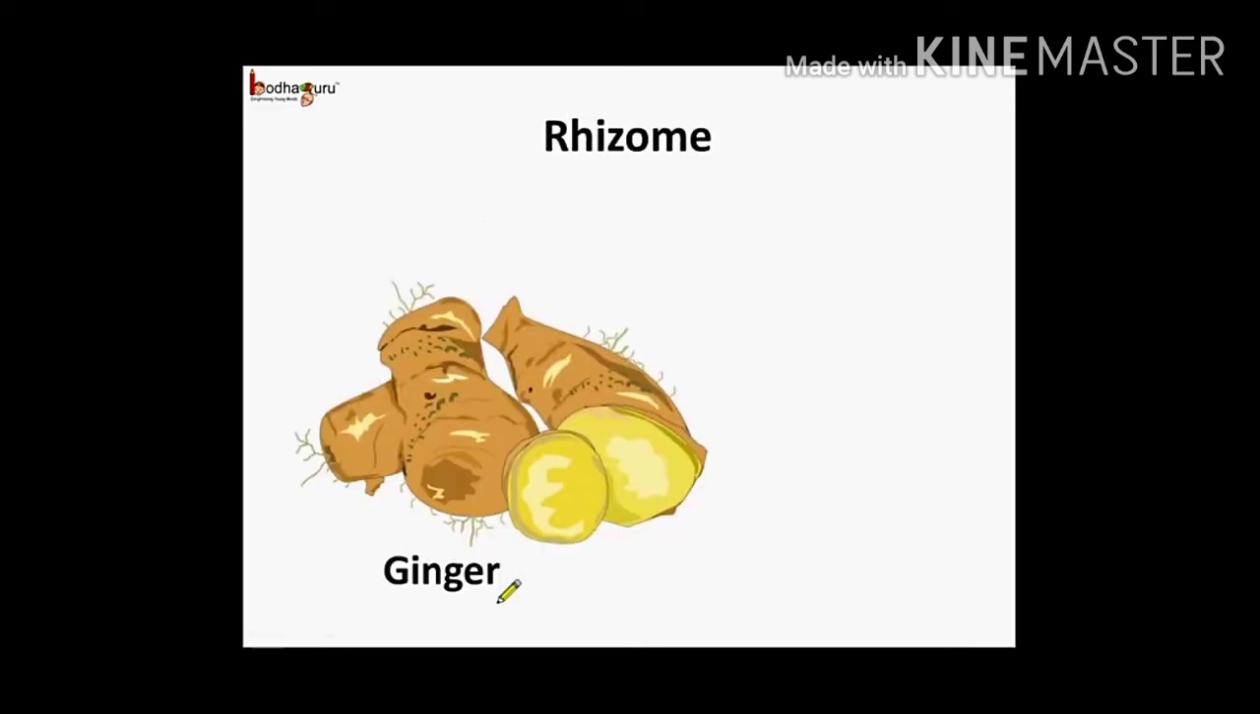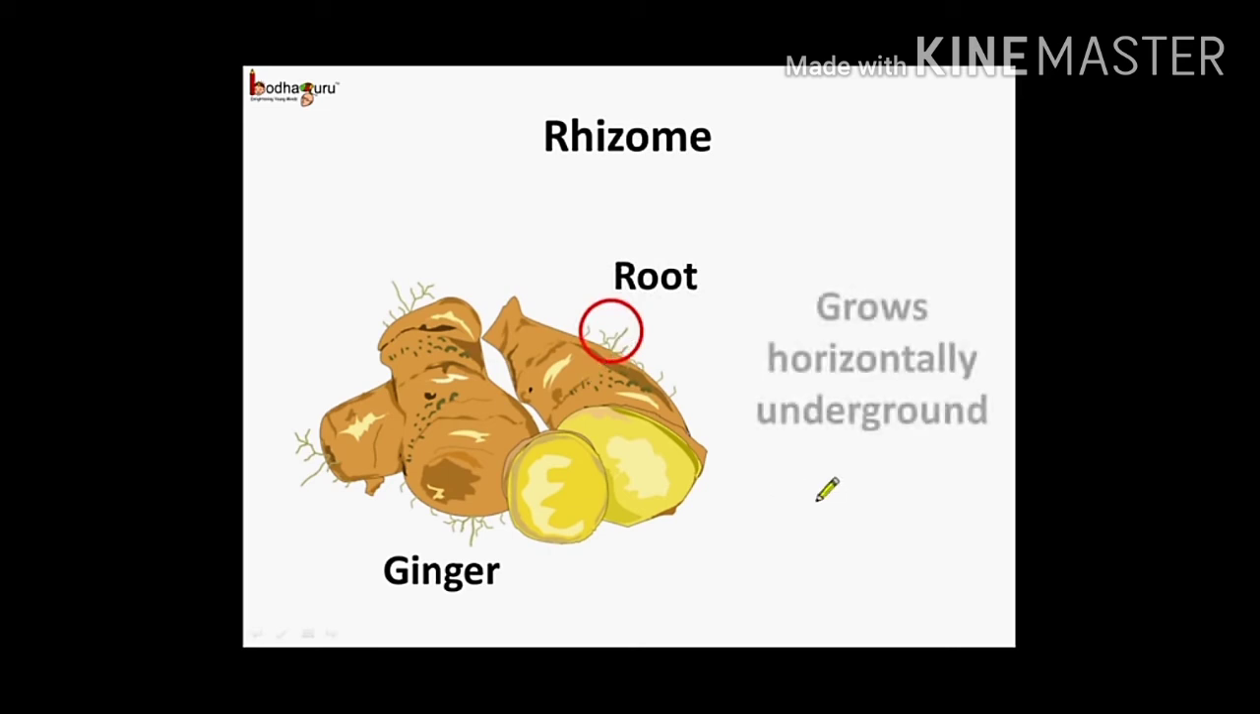What about ginger? Ginger is a rhizome. It is also an underground stem which has small leaves and roots, and it grows horizontally underground. So we can say ginger is an underground stem which is called a rhizome. The underground stems get modified to store food in different ways, such as rhizome, bulb, or tuber.